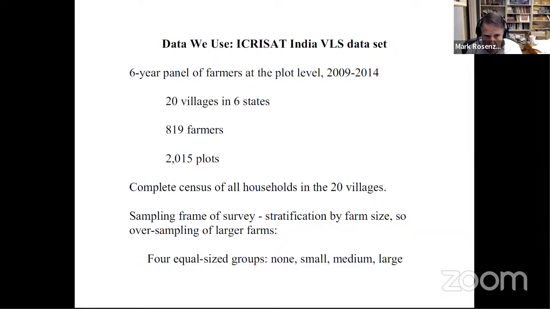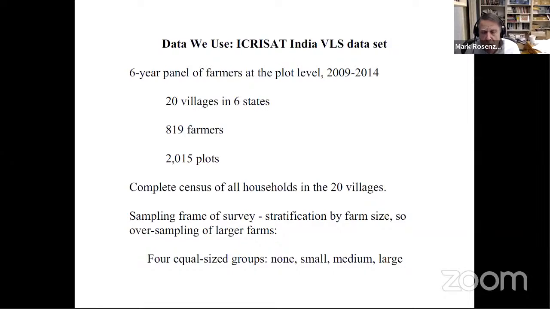We're going to look at a 6-year panel of farmers. And the panel is not just farmers, it's a panel at the plot level, covering the years 2009 to 2014, which were the latest years we could get a hold of. All these data are downloadable. Anyone can use these data. Okay. The data survey farmers in 20 villages across 6 states. There are 819 farmers here and over 2,000 plots.